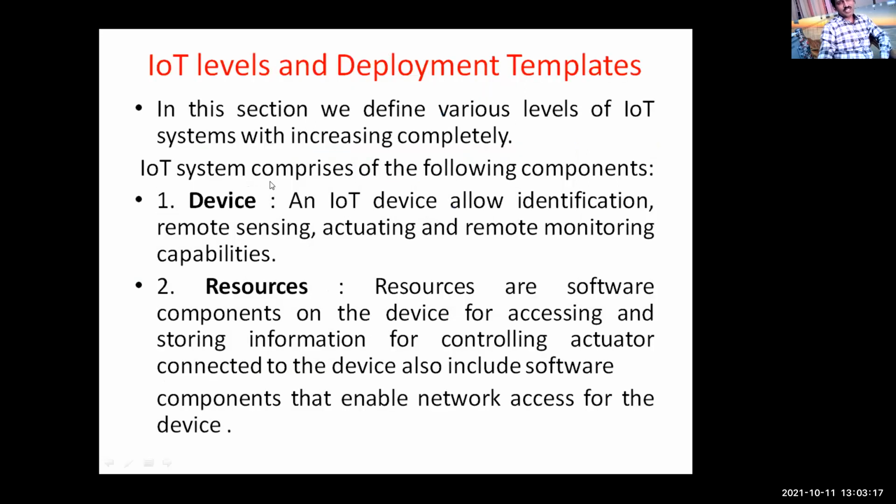Okay, we'll go into these things in detail. There are a total of 6 IoT levels. What are these levels? What is the use of these levels? Okay, first, IoT levels and development template. In this section, we will define various levels of IoT. There are 6 levels, with systems of increasing complexity, increasing from one level to another.